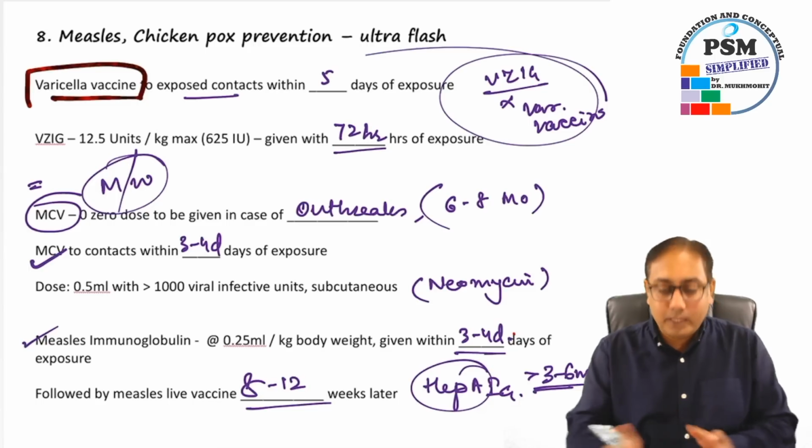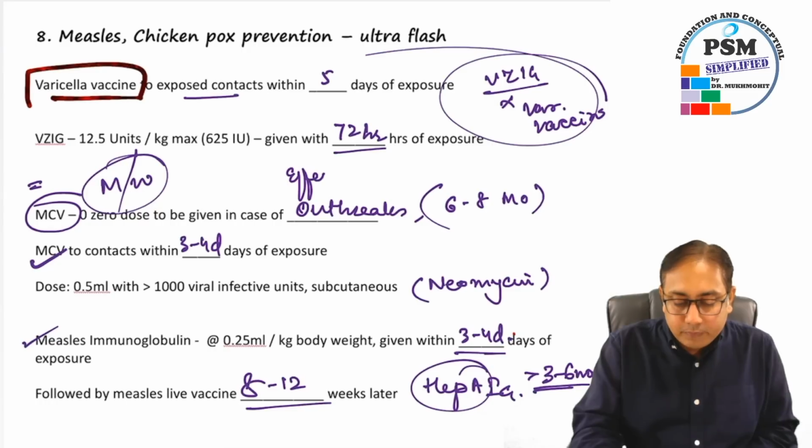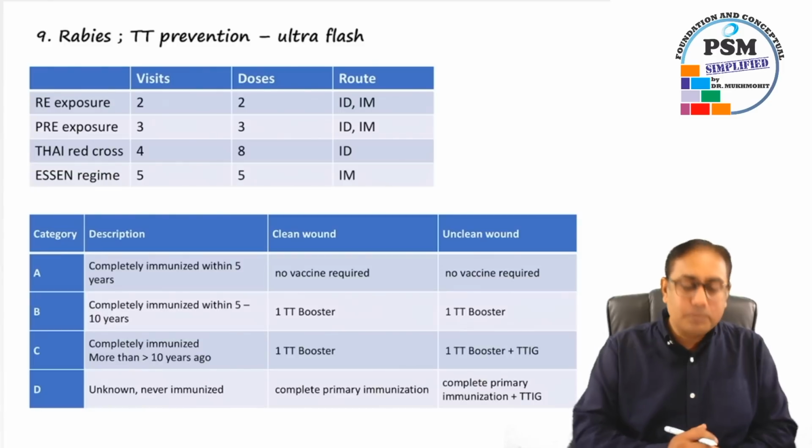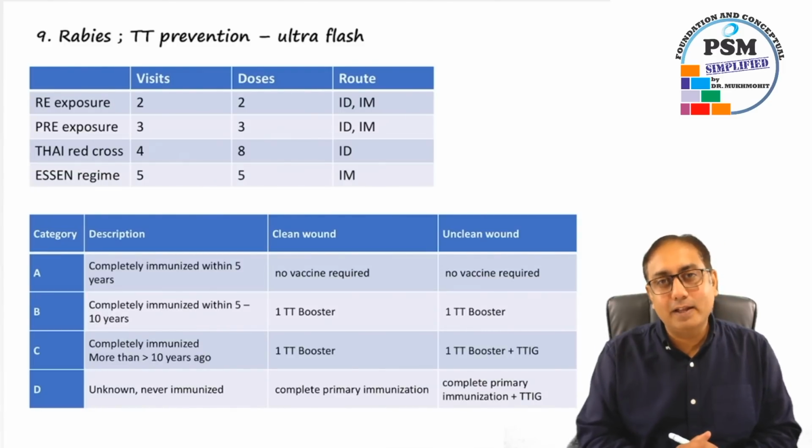The vaccine effect, when does it start? The effect of the vaccine will start after 10 to 12 days. So these are a couple of MCQs which are asked on measles and chickenpox.